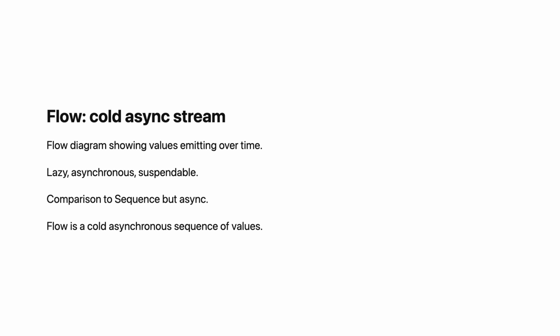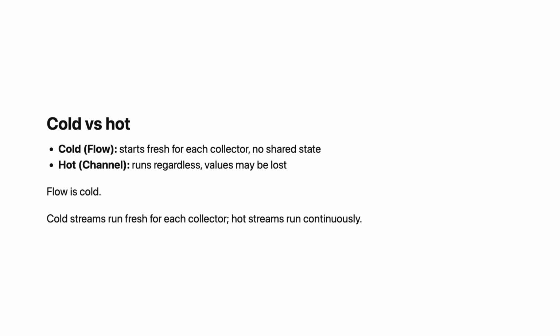A cold stream starts fresh for each collector. When you collect a flow, it runs from the beginning. Another collector gets another run. No shared state. Cold streams are like functions. Call the function, get a result. Call again, get another result.